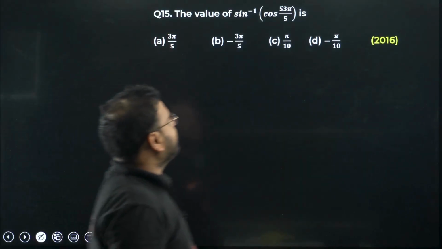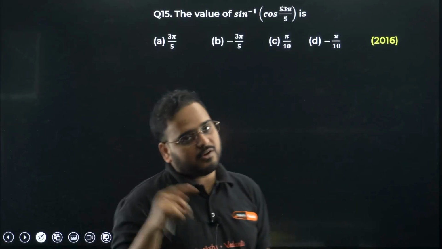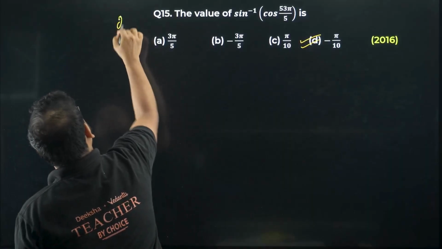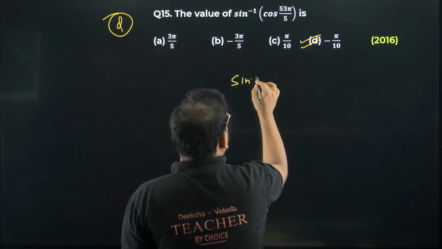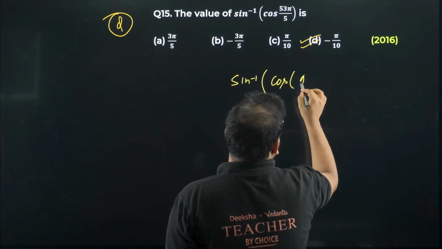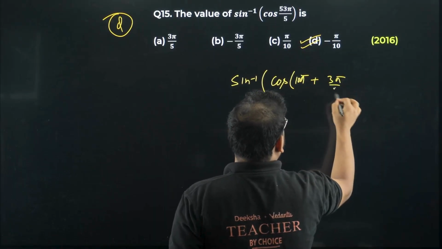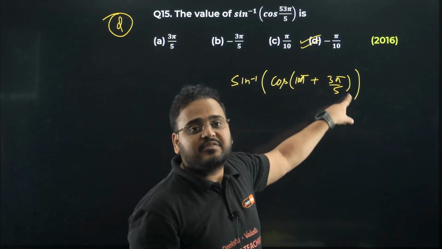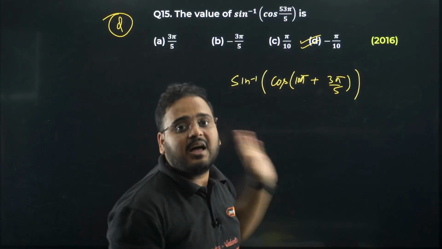The value of sine inverse of cos 53 pi by 5. I've done a question like this in our session also, but I'll solve it today. Remember, the answer was option D. Here also we'll get the same answer. Let's solve this. In my previous sessions it was 10 pi plus 3 pi by 5. How? 5 into 10 is 50 plus 3 is 53. The angle in the question is 53 pi by 5.